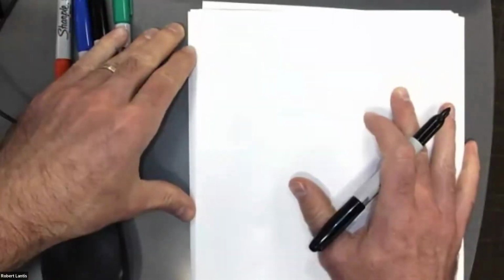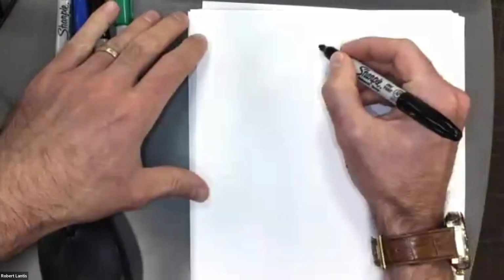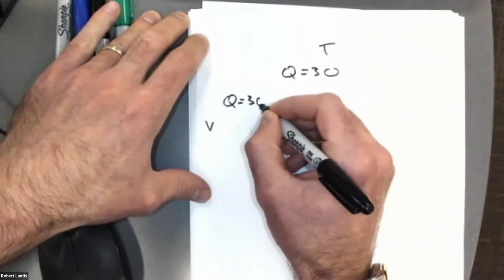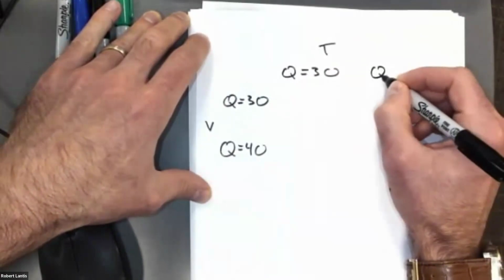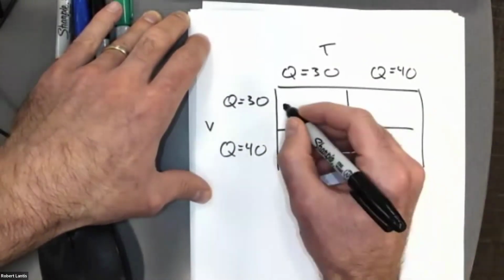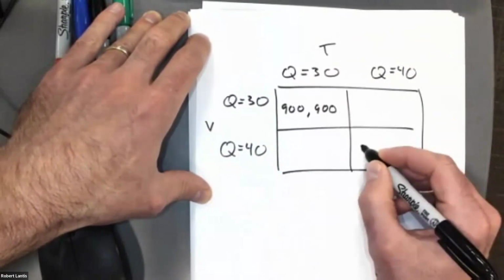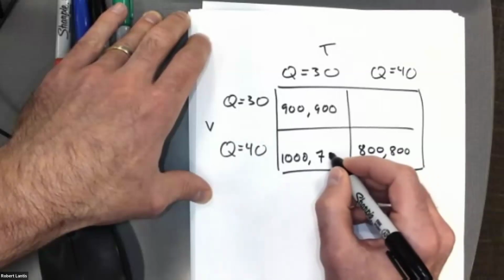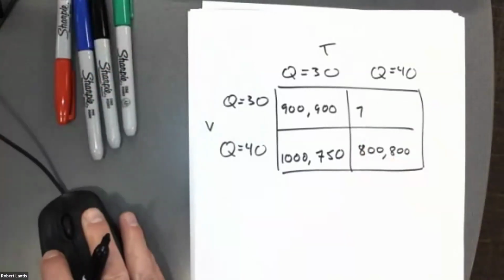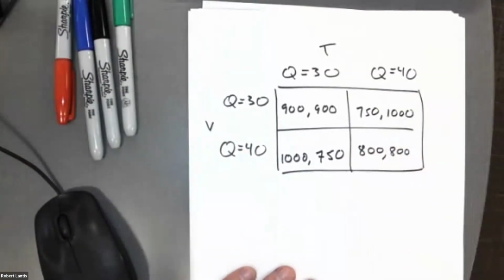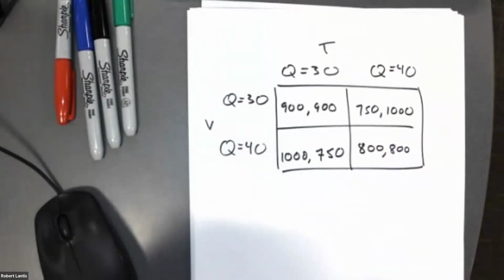To first solve this game, let me make sure I'm getting this right. Was it Verizon? Okay, so we had T-Mobile and Verizon. They can produce a low quantity or a higher quantity. And the resulting payoffs that we had were 900 and 900, 800 and 800, 1,000 and 750. I'm trying to make sure these match up with the slides here. Yeah, and then 750 and 1,000.